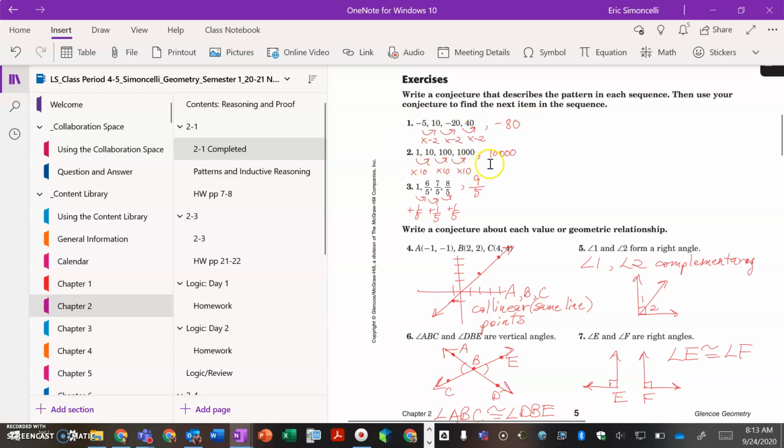Inductive reasoning is very, very important, as you can tell. Number 2: 1, 10, 100, 1,000. It appears we're multiplying by 10 to get each next term in the sequence here.